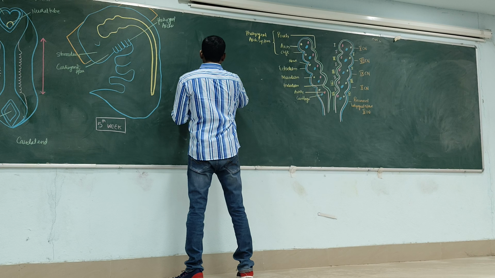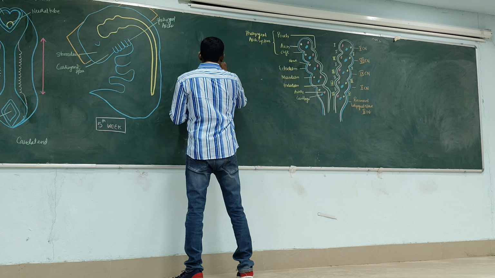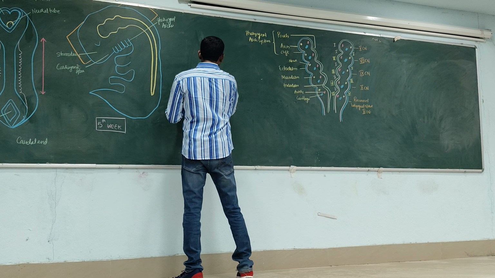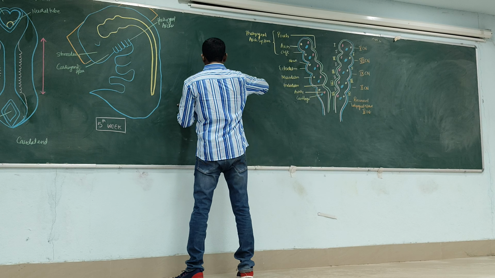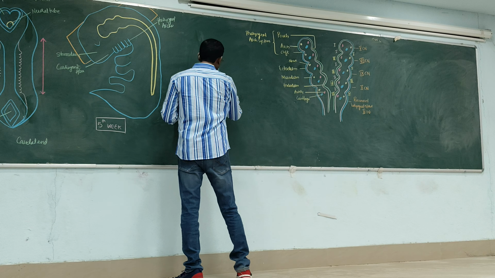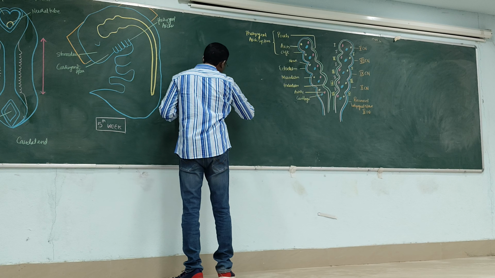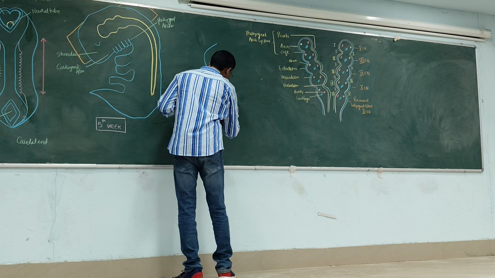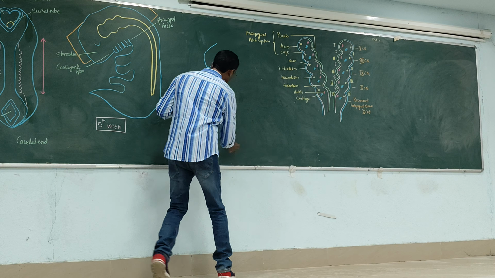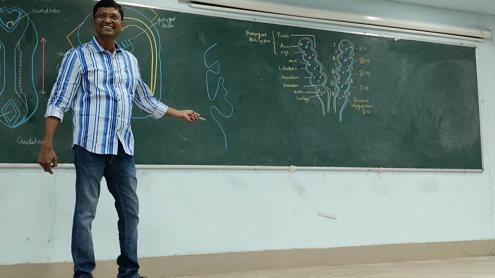This is the first pharyngeal arch. Now you can see, this is the second pharyngeal arch. Oh, it's going somewhere. It went somewhere, and now this is the third pharyngeal arch, 4th pharyngeal arch, and the 6th pharyngeal arch. This is how it formed.